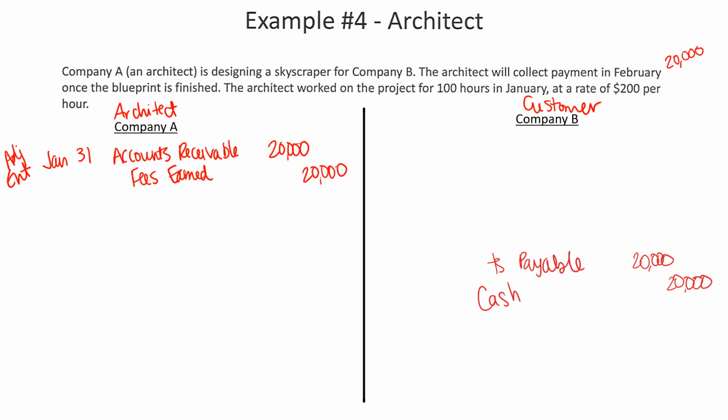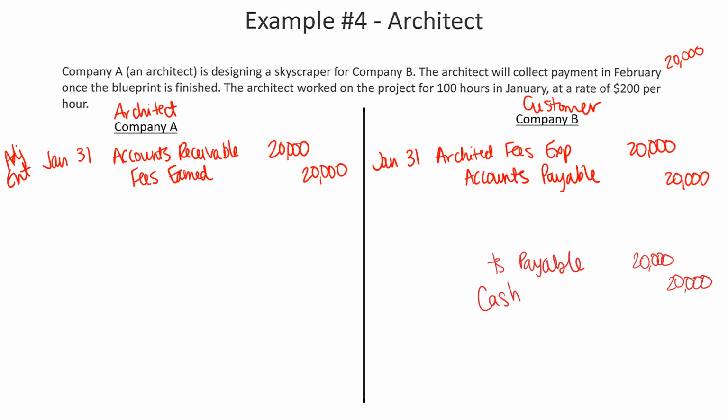So that's the revenue side. The expense side for the customer on January 31st, they need to record an expense to accurately reflect their expenses for the month, even though they haven't actually paid it in cash yet. So they need to debit an expense, which we can call architect fees expense. And they haven't paid the cash yet, but since they will be paying it in the future, they record accounts payable in the amount of $20,000.